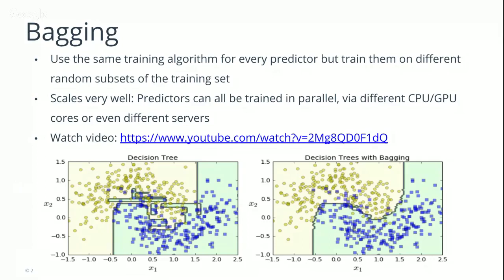Now, if you gave the decision tree only a subset of all of that data, what you'll do is reduce the amount of overfitting and generate a much smoother line, as you can see in the lower right.